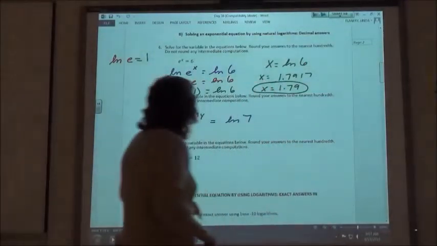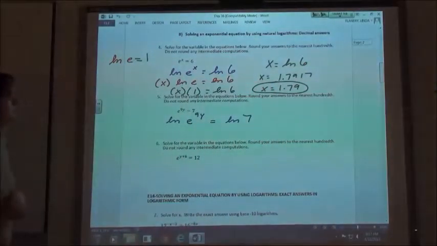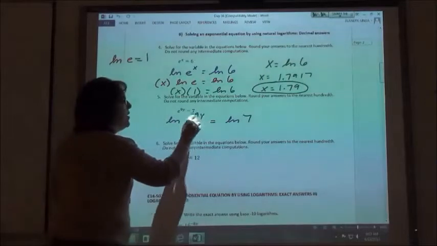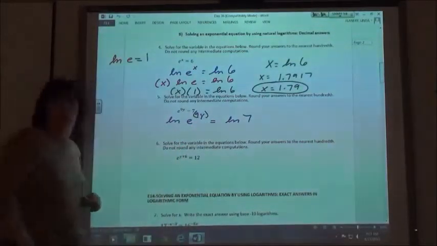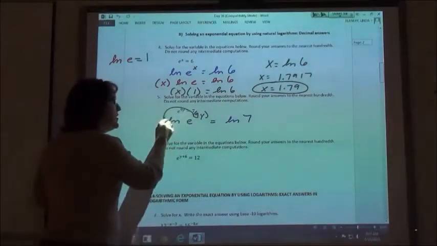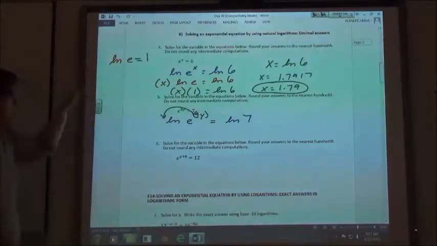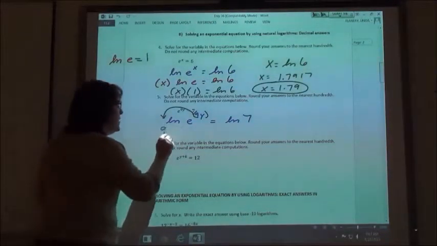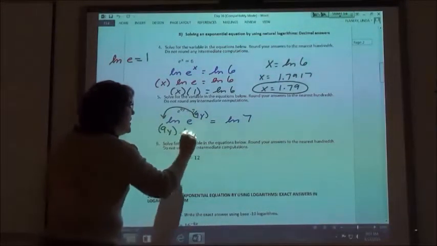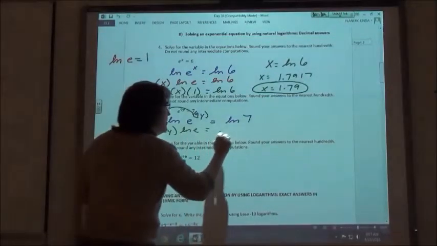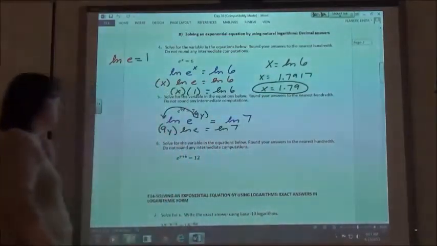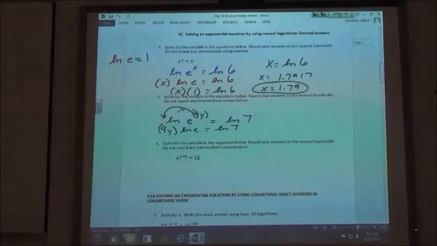And then we go 9y. So 9y is going to go in front, because our exponent can now be moved to the front. So 9y times the natural log of e equals the natural log of 7. Then what did we do?